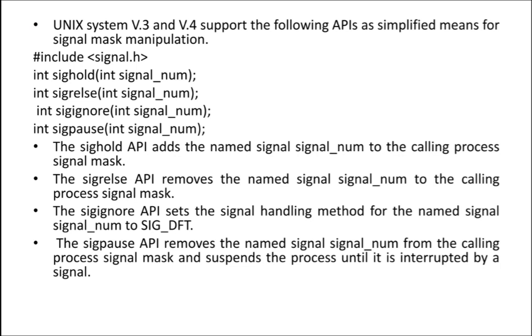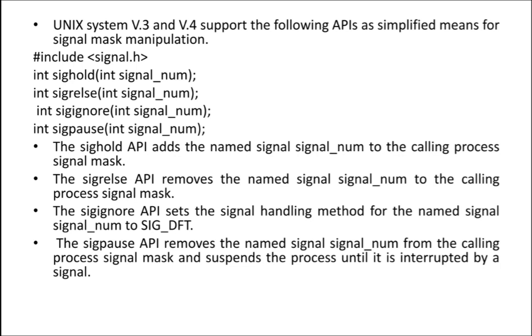Next, what does the sighold API do? The sighold API adds the named signal to the calling process signal mask. That means if you want to add the signal to the signal mask, you can use sighold. If you want to remove the signal from the signal mask, you have to use sigrelse, right? What is sigignore? It is going to set the signal handling method for the named signal number to SIG_IGN. If you want to change the signal settings, you can do that using sigignore.